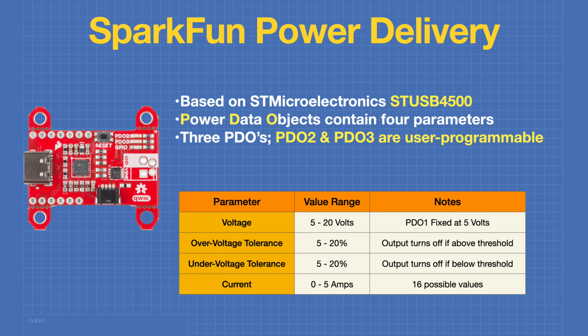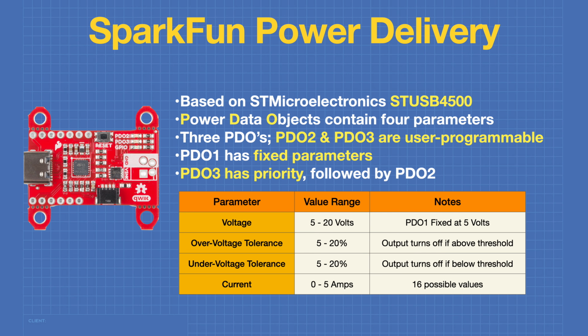The power delivery board has 3 PDOs. PDO2 and PDO3 are both user programmable. PDO1 has fixed parameters with a 5-volt output. Power data objects work on a priority system where PDO3 has priority, followed by PDO2 and then PDO1. The priority system works so that if the power supply in question cannot supply the required parameters for PDO3, it will then revert to the parameters for PDO2.